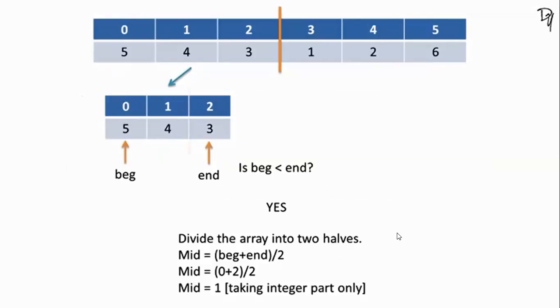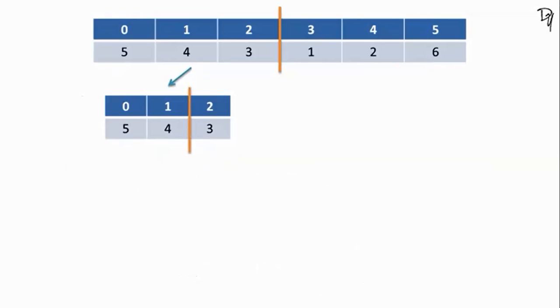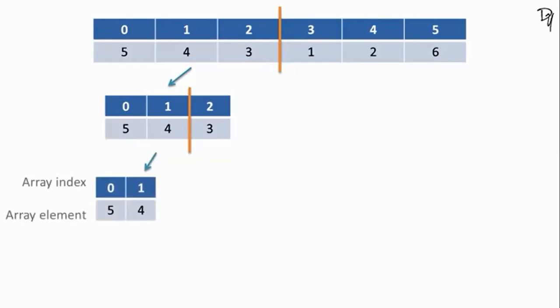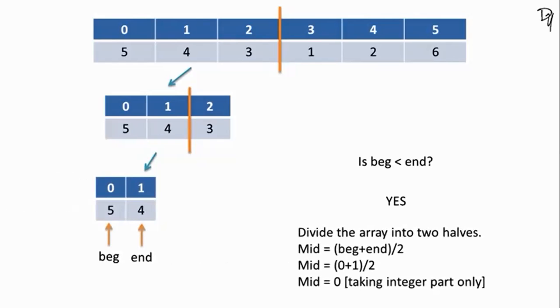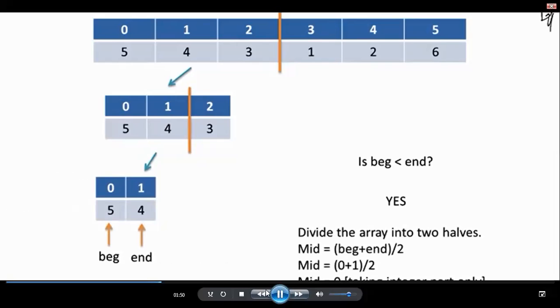2 arrays. So 5, 4 will become the left subarray, and 2 and 3 alone will come in the right subarray. That we'll see again, because we have one more array, right? We are checking whether beginning is less than end or not. 0 less than 1. Yes, of course.